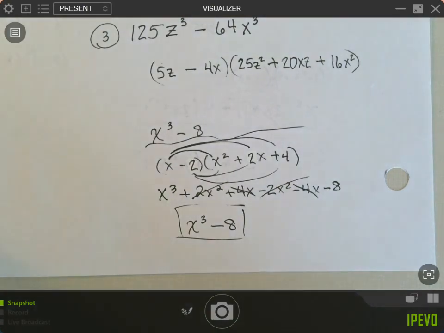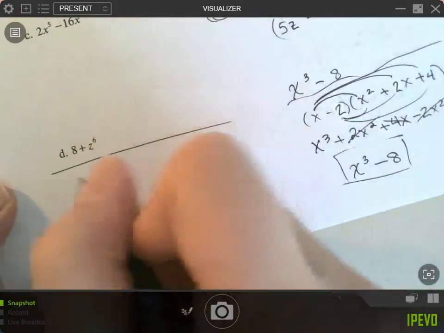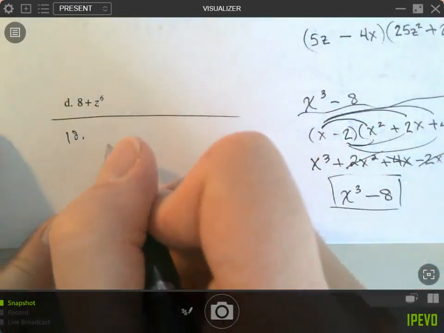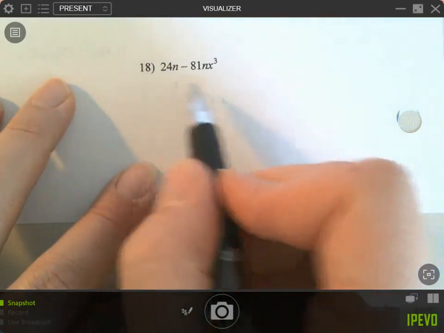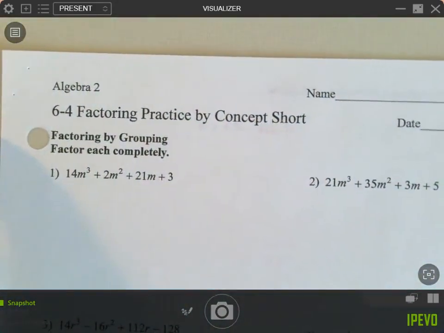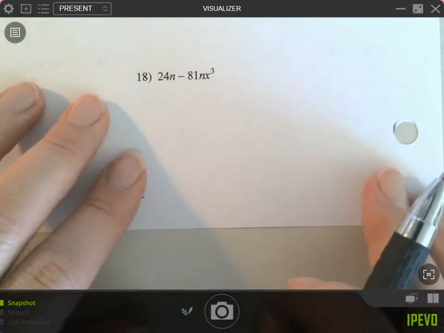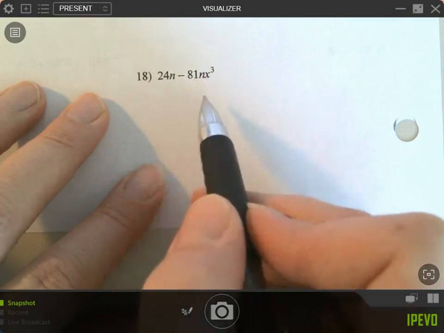Last thing I want to talk about, and it comes up on the worksheet. On your one worksheet, it's number 18. So I'm just going to put this here. You know what, I'm just going to pull the worksheet. I just want to bring it up. I brought it up in my other video. If I have this, and I am on 6.4 factoring practice by concepts, so it should be the next page in your packet, and I jump to number 18, I can factor this as it is.